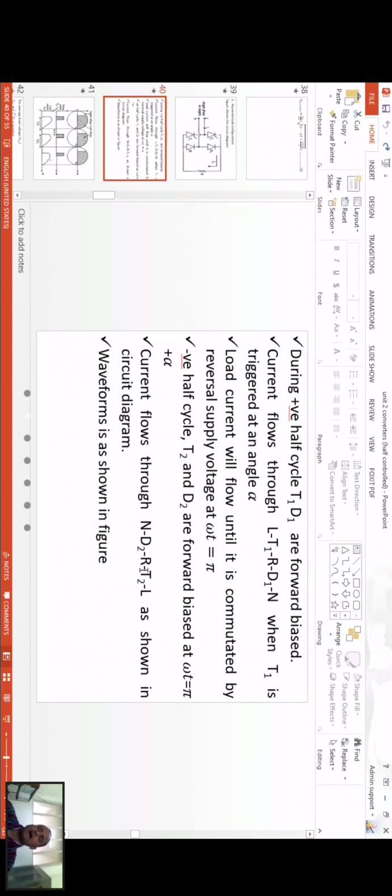So N, D2, R, T2, and L. This is the waveform shown here. Similarly, you can find out the average load voltage, VDC equals 1 by pi, integral from alpha to pi of Vm sin omega t, so you'll find Vm by pi (1 plus cos alpha).